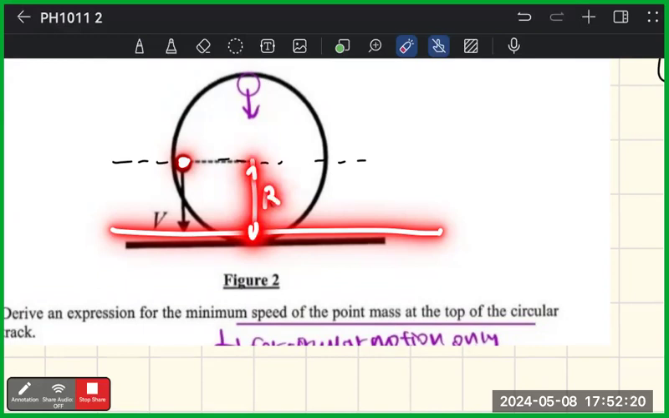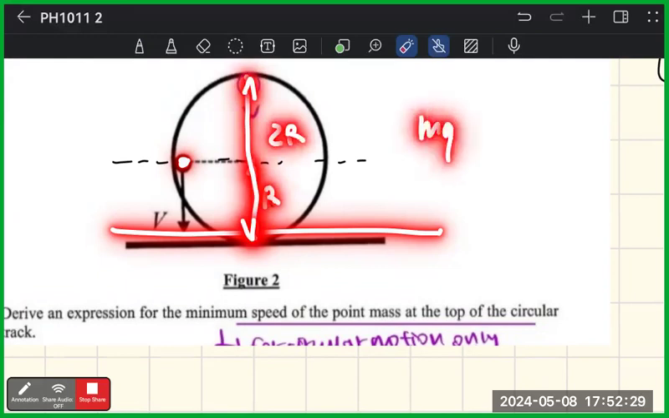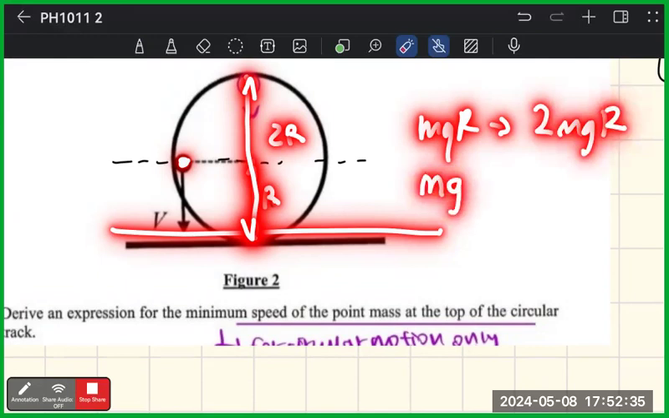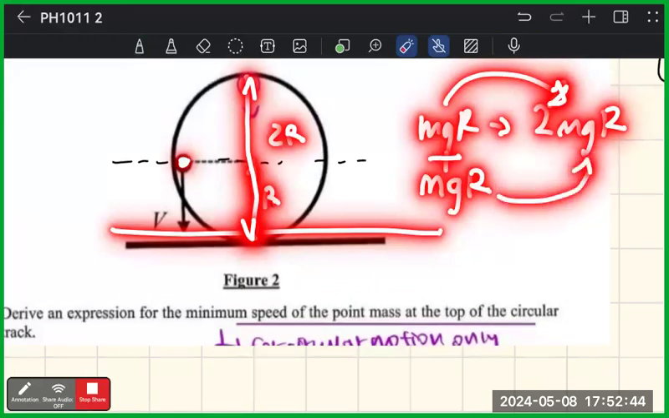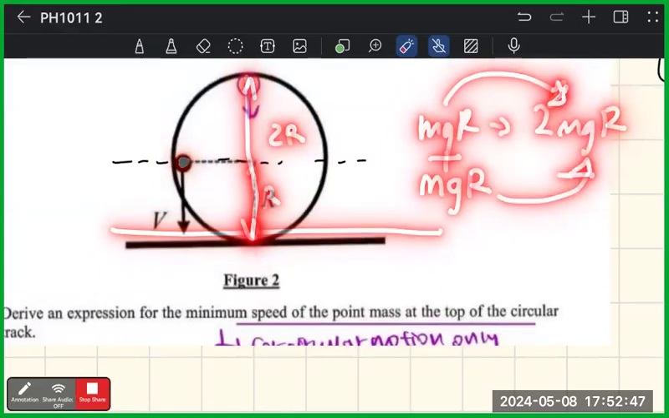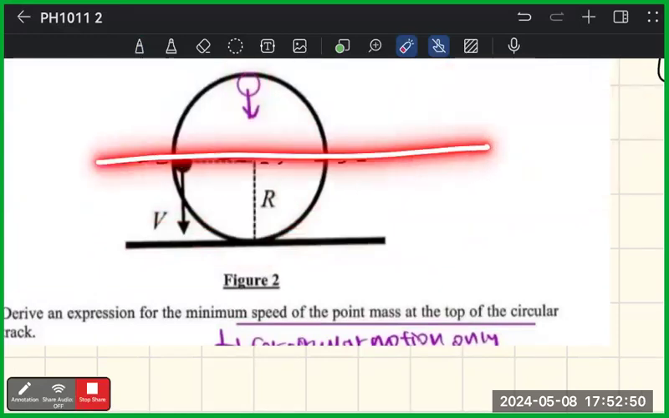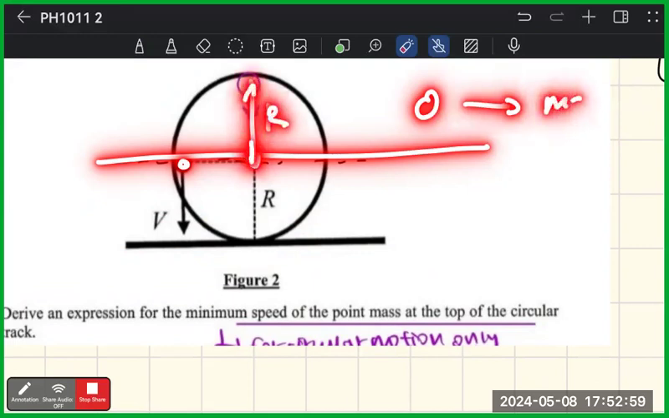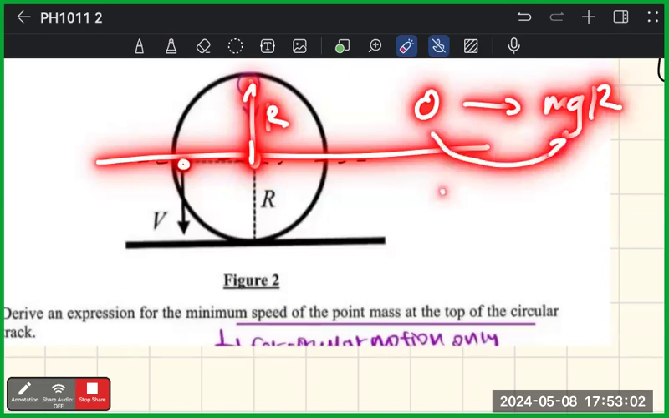Okay, and at the top it's going to be 2r. So the change in the PE is from mgr to 2mgr, which is mgr, right? The change from here to here is added by mgr. mgr added by mgr is going to be 2mgr. Okay, but if you use this as a reference point, initially it's 0. It becomes mgr from this reference. So 0 to mgr, you just add mgr.